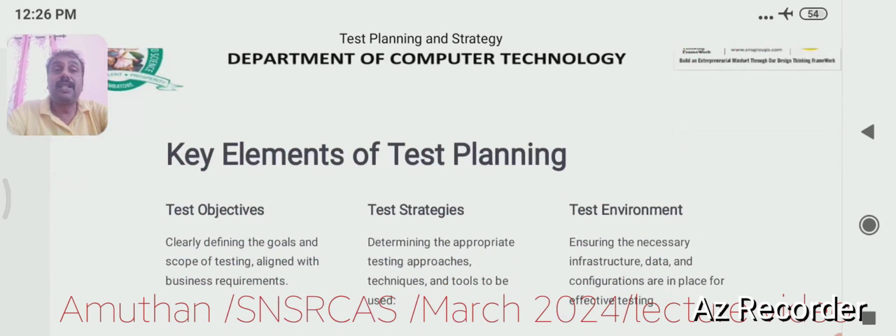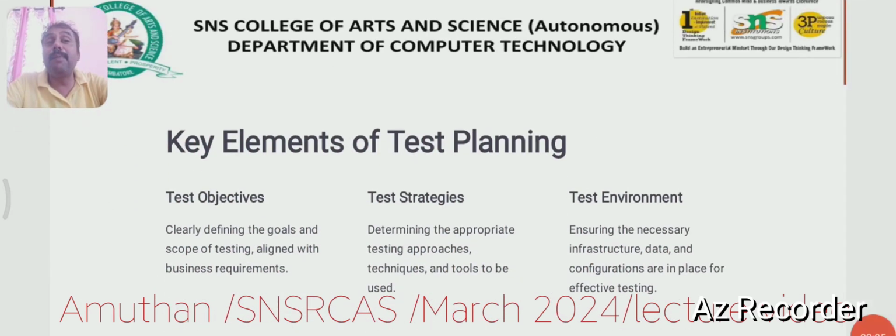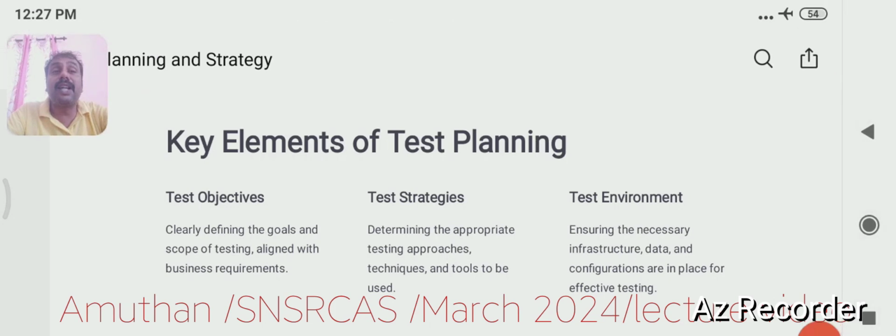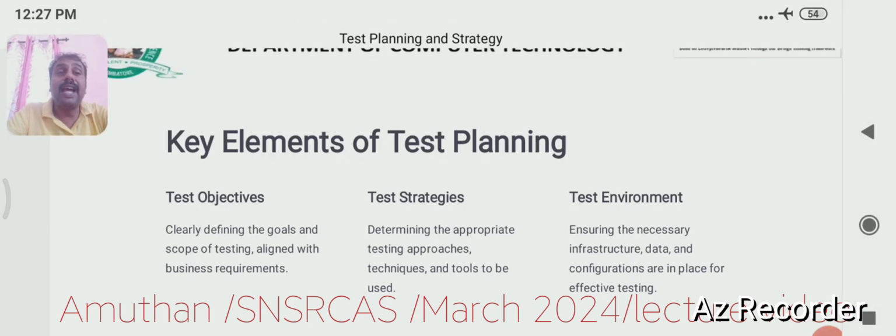The next one is the key elements of test planning. What are the key elements? There are 3 main key elements. One is test objectives: clearly define the goals and scope of testing, aligned with the business requirements. Next one is test strategies: determining the appropriate test approaches, techniques and tools to be used.